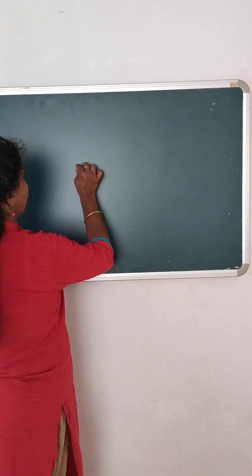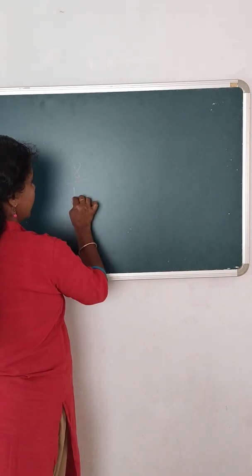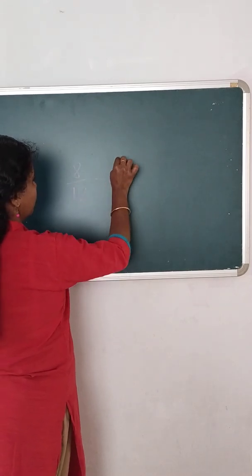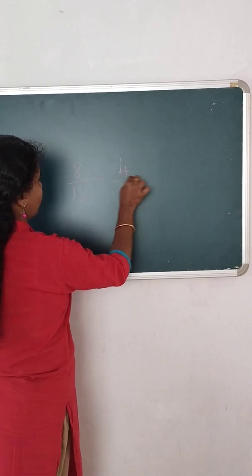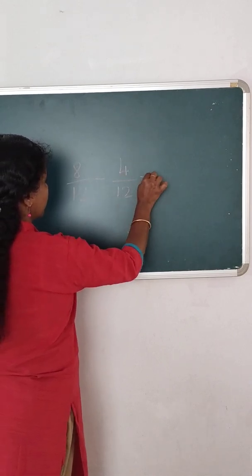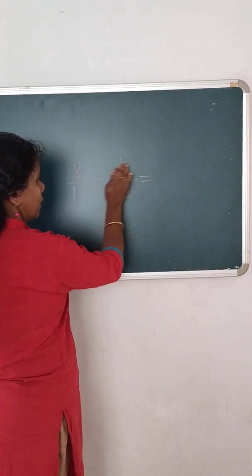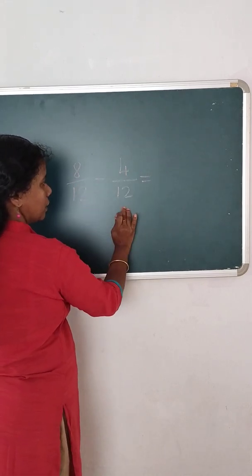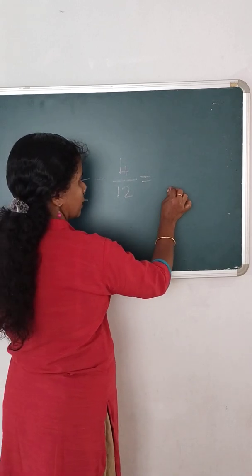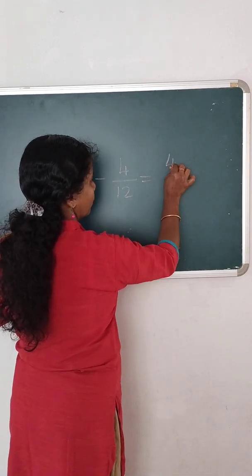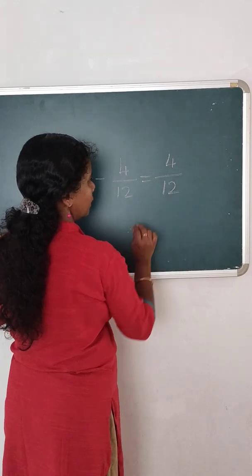One more example. 8 by 12 minus 4 by 12. Now what we are going to do is very simple. 8 minus 4, and no need to think about the denominators because these are like fractions. So 8 minus 4, 4 by 12. We are doing it fast.